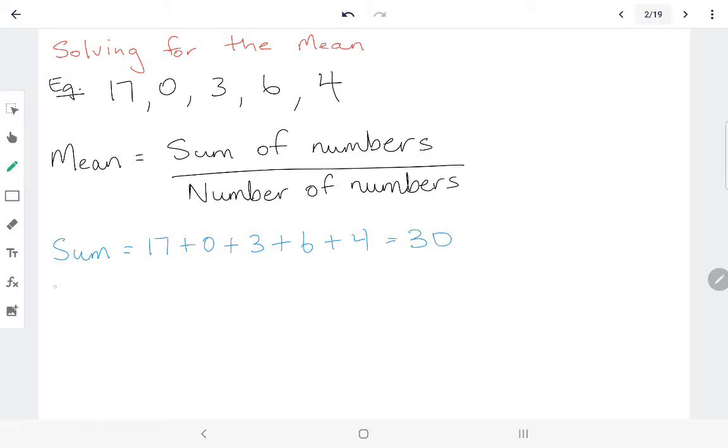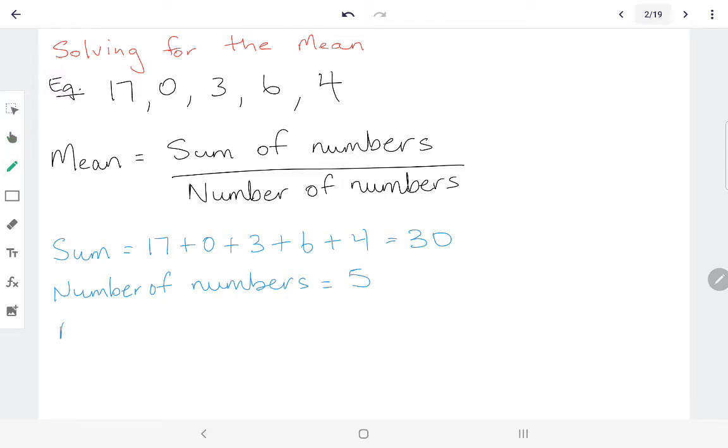Now we want to identify the number of numbers. And looking at the list here, we have 1, 2, 3, 4, 5. So we have 5 numbers in the list.